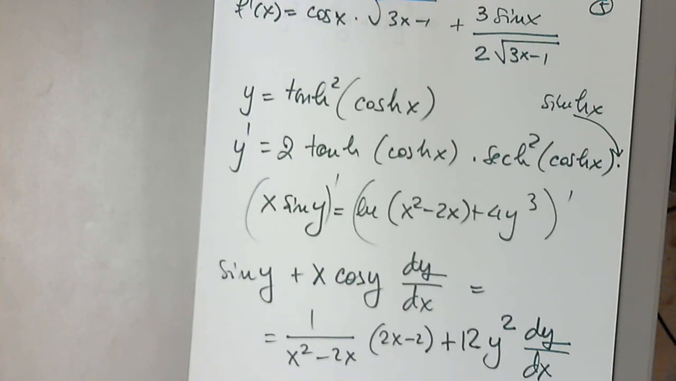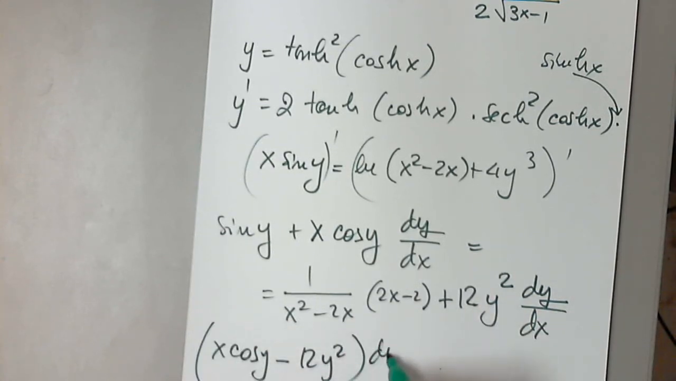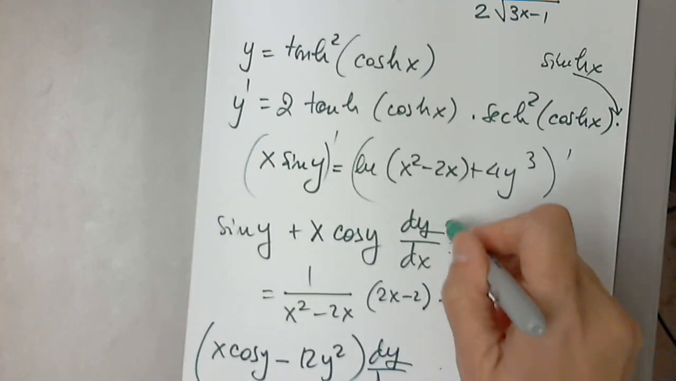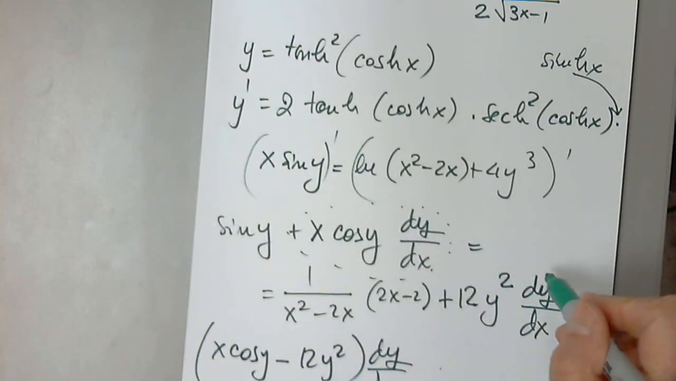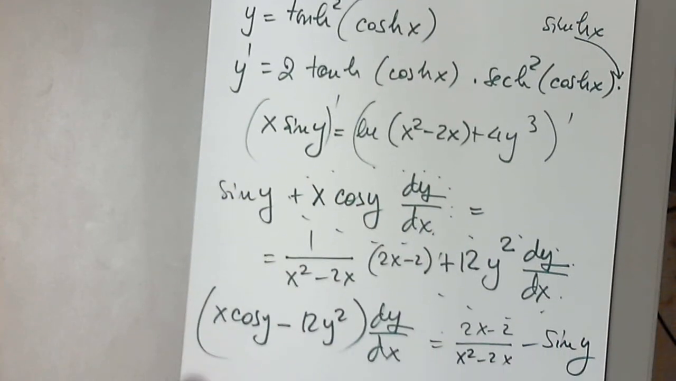We see two terms having the variable. This term and that term. I'm going to bring that one to the left. I'm going to take this one to the right. So x cosine y, but minus this times dy over dx. So these are accounted for. Now I keep this as a fraction as 2x minus 2 over x squared minus 2x, and I bring this over. Is that okay?